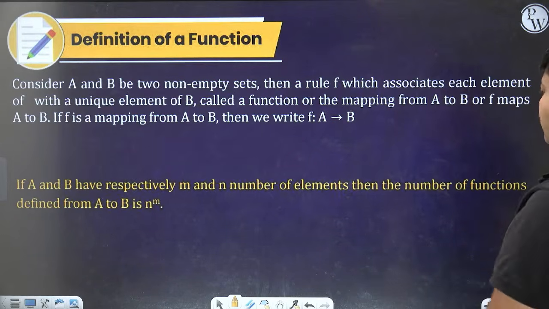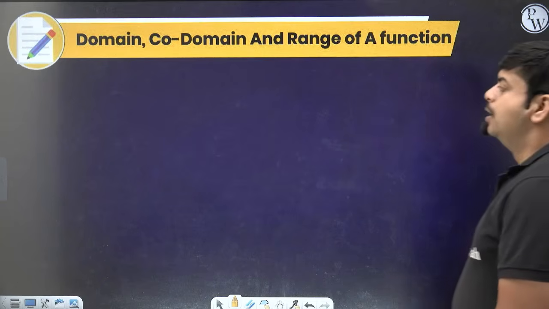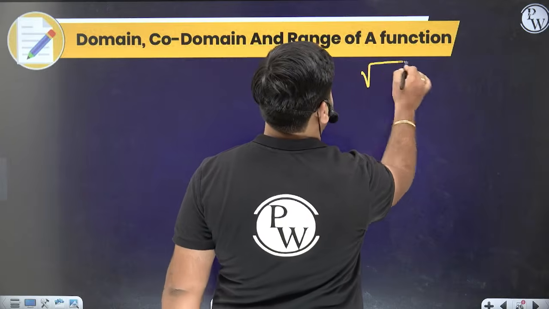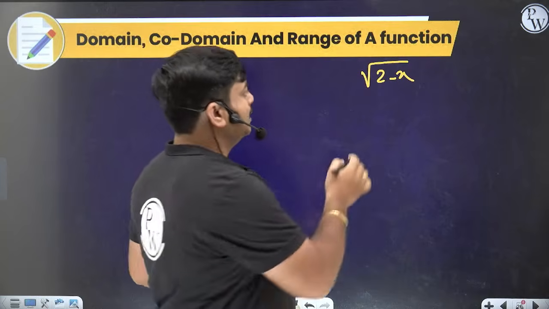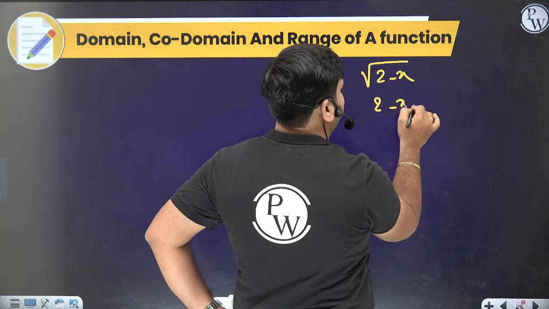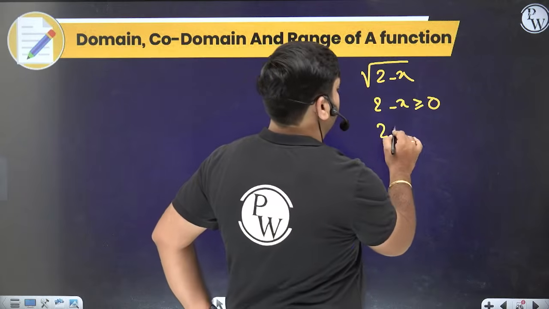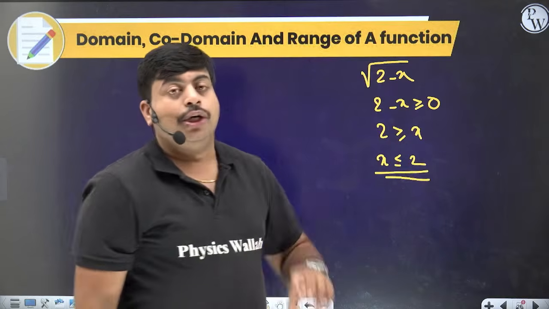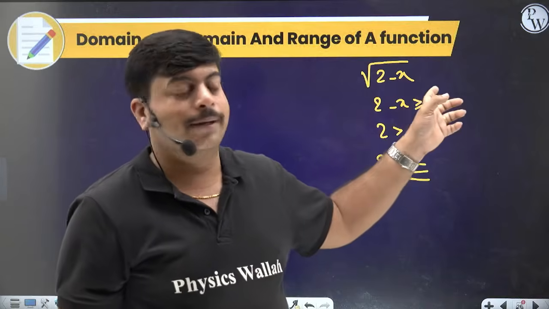This is again some definitions. So domain, codomain, range, we already discussed. As an example, take root of 2 minus x. If you want to find the domain of this, what do you do? The 2 minus x under the root should always be positive or 0, greater than or equal to 0. So 2 is greater than or equal to x, so x is less than or equal to 2, and that becomes the domain of this function. Domain means for what values of x the function is defined.